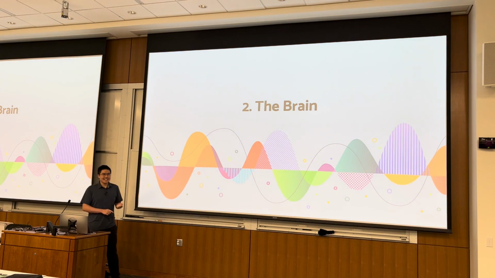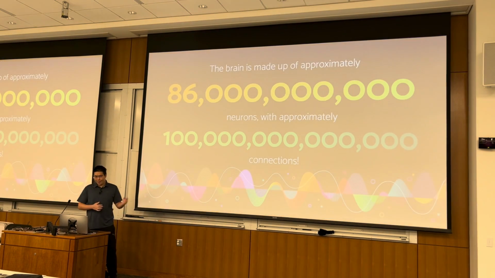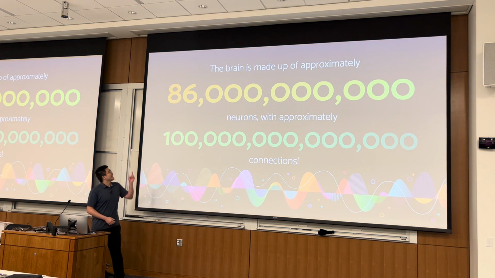Okay, so this is part 2. This is going to be about the brain, which is just a whole bunch of neurons. It's actually 86 billion neurons and over 100 trillion connections. So it's really, really complicated. It's even more parameters than GPT-4, even though GPT-4 is pretty smart.